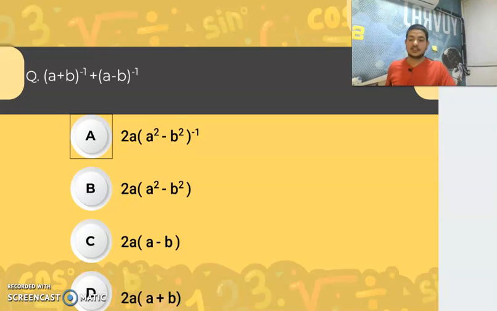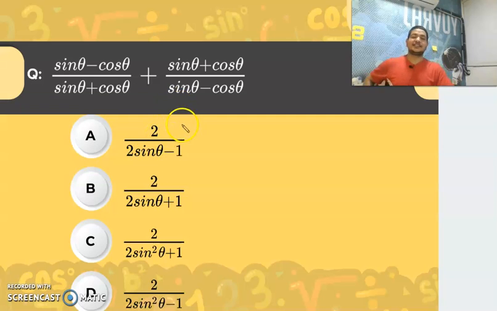which is, see this. Now, this is given: (sin θ − cos θ)/(sin θ + cos θ) + (sin θ + cos θ)/(sin θ − cos θ). We can write it as a/b + b/a. Here we can use that property which we had already understood: (a + b) to the power minus 1 plus (a − b) to the power minus 1. Okay, so let's continue with this question.